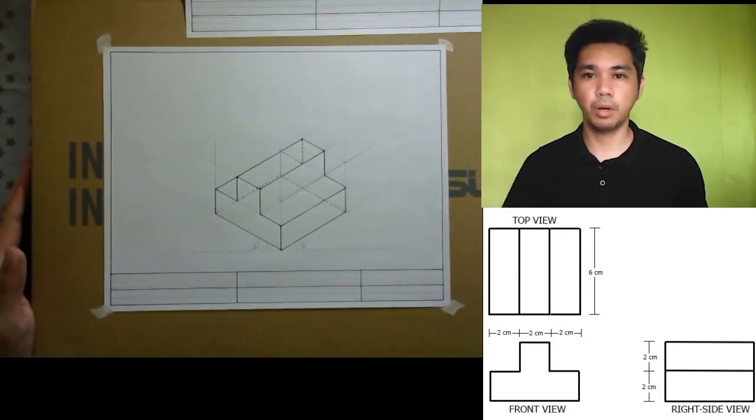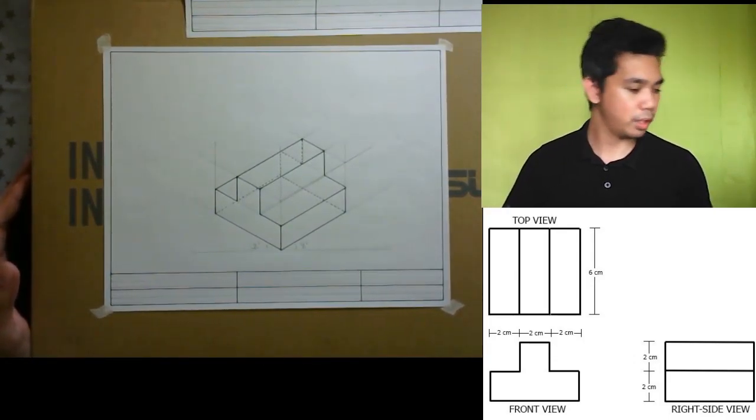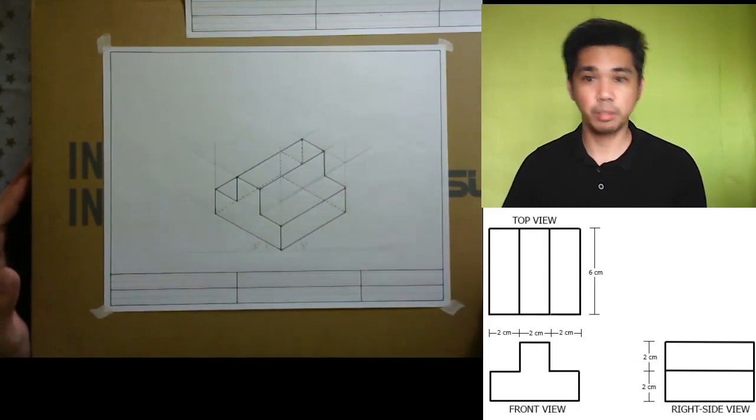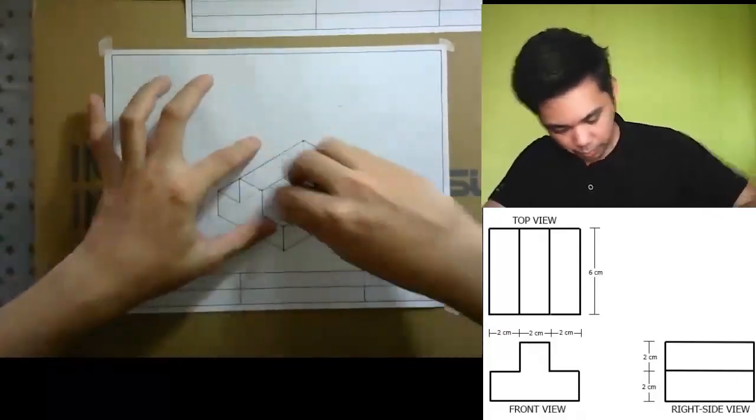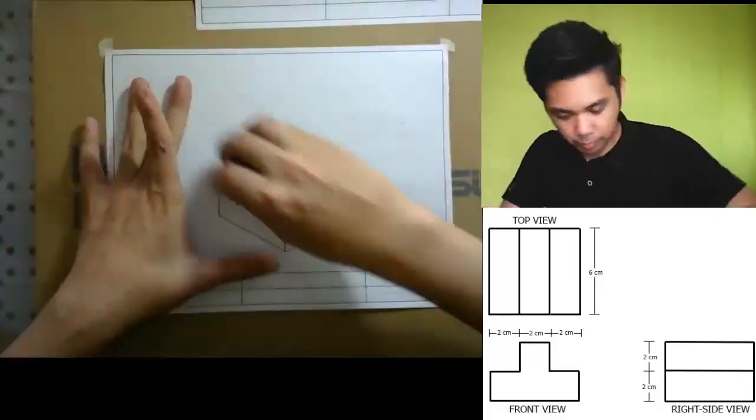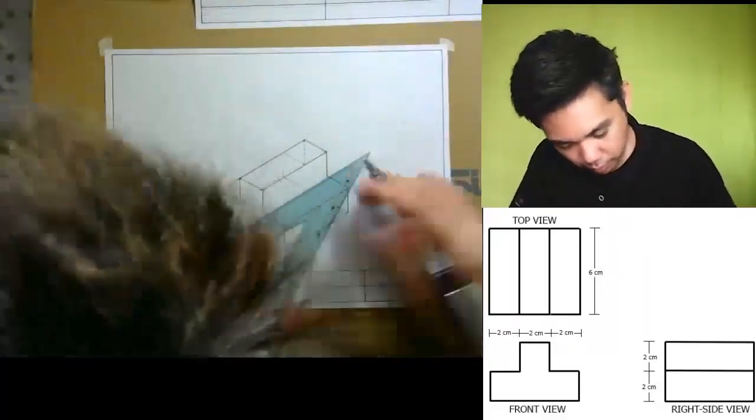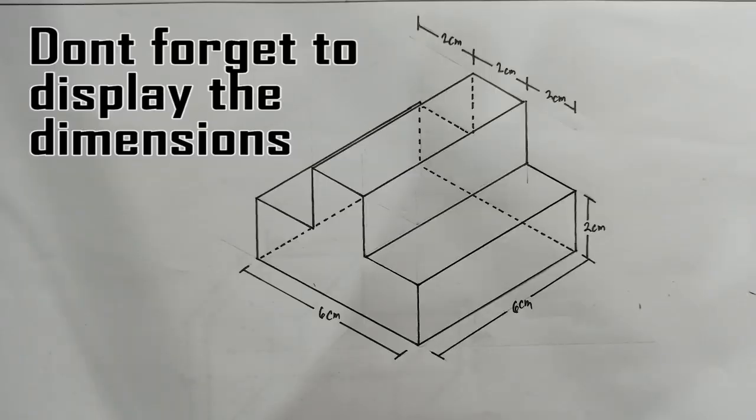So there we go. All we have to do now is erase the pencil marks. Okay, so there we go. This is our final object.